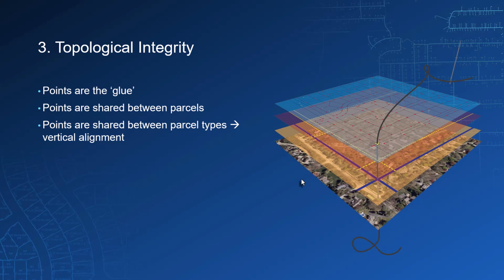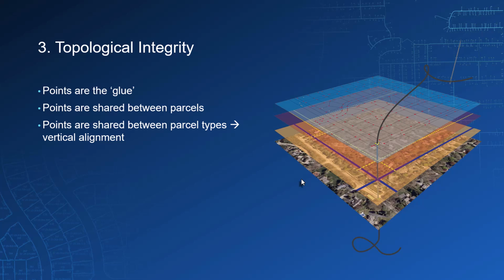A third reason is topological integrity. We want the parcels to never have gaps and overlaps. We want to update when a point gets moved. We want all the features connected to that point, all the parcel corners, to move with it. So you can think about points as the glue of the parcel fabric.